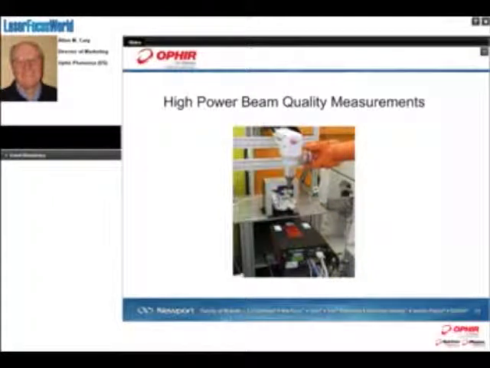So I'm going to be talking about high-power beam quality measurements. I'm the Midwest Regional Sales Manager, and so most of my applications of the laser measurement equipment that I sell are with industrial lasers, or lasers that put out hundreds of watts or even up to several kilowatts of average power. So there are some different schools of thought and some different techniques for how to take those types of measurements that I wanted to speak about.